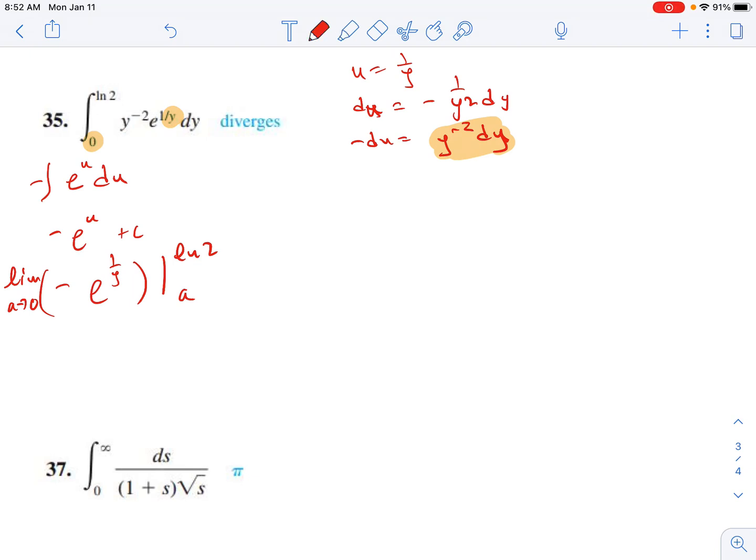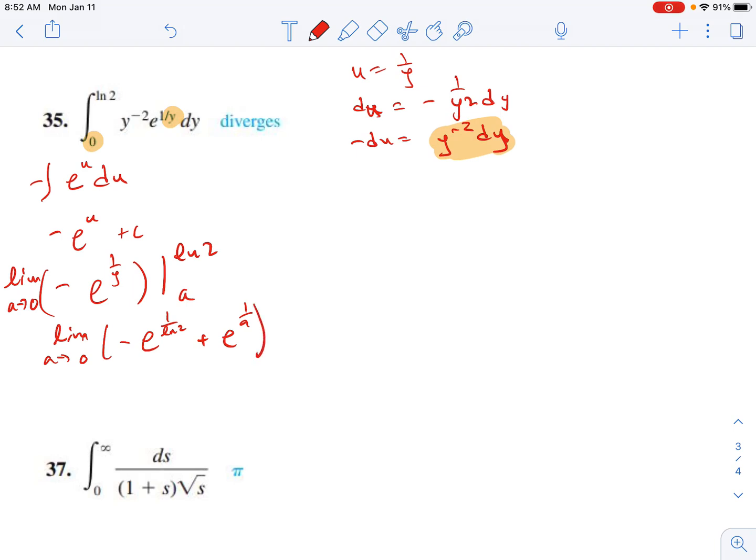So now I just need to evaluate that. So the limit as a goes to 0 of negative e to the 1 over the natural log of 2, and then minus negative, and of course, it's going to be positive then, 1 over a.